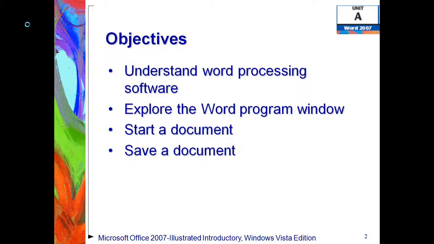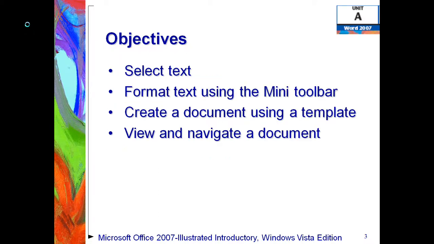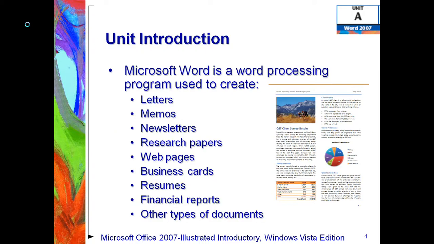The objectives for this unit are that we're going to be able to understand word processing software. We're going to be able to explore the Word program window. We're going to be able to start a document and save a document. Selecting text, formatting text using the mini toolbar, creating a document using a template, and viewing and navigating through a document. Our first thing that we really need to take a look at is what is Microsoft Word.